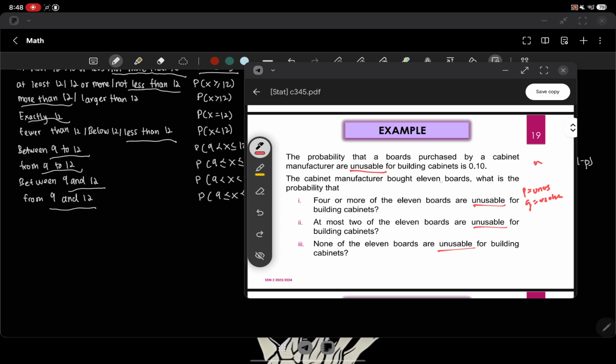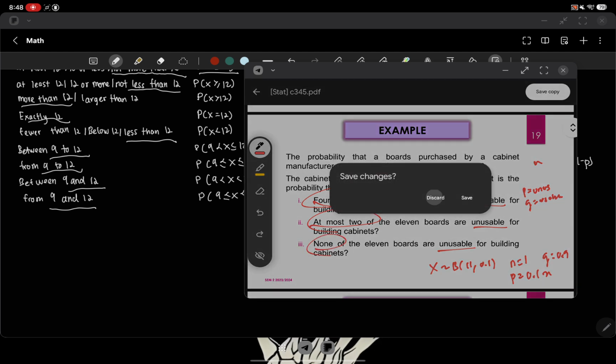And n is 11 boards. We will write that as X follows b(11, 0.1). So in this case n is 11, p is 0.1, q will be 0.9, and x depends on the question: 4 or more, at most 2, and 0.